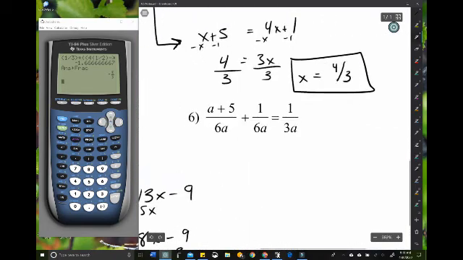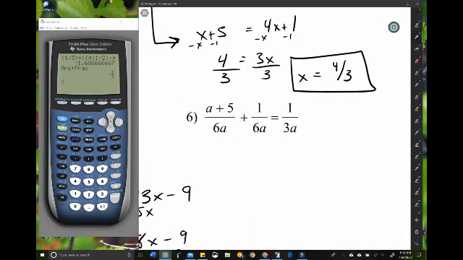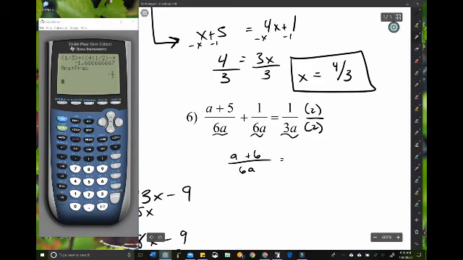Number 6. So 6a, 6a, 3a. Really, what we want to do is make them all the same denominators. So I could make it 18, but instead, let's just make this 3 into a 6. So we'll just multiply by 2 over 2. So then we have a plus 5 plus 1, so really just a plus 6 over 6a equals 2 over 6a. Denominator is the same, so a plus 6 equals 2. Subtract 6, and a equals negative 4.